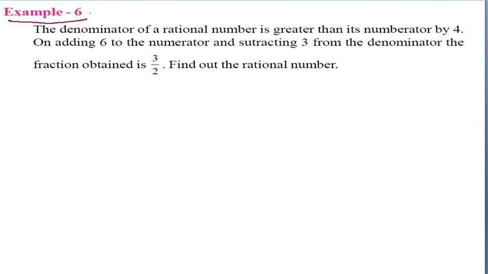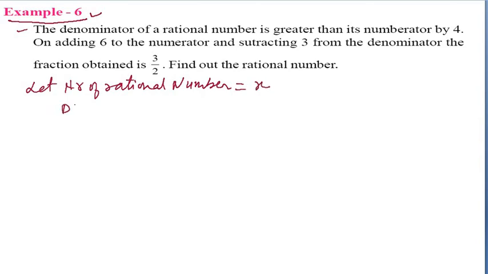Example 6. The denominator of a rational number is greater than its numerator by 4. So let the numerator of this rational number be x. So the denominator of the rational number is equal to how much? It is greater than the numerator by 4. So you can add the 4: x plus 4.